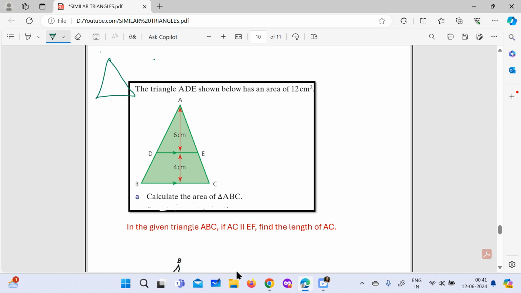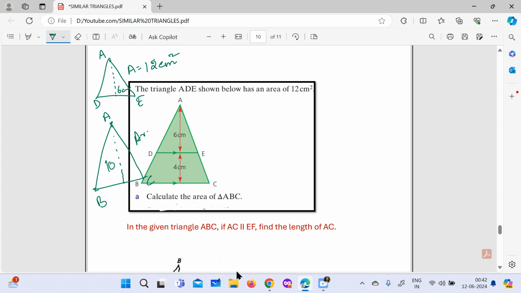So your triangle ADE has length 6 centimeter, and it has an area of 12 centimeter square. Now your question is to calculate the area of triangle ABC. What is triangle ABC? This is the larger one. And what length is given? We know the vertical length, that is the height. So I can write this directly as 6 plus 4, that is 10. And we need to figure out the area of this triangle.